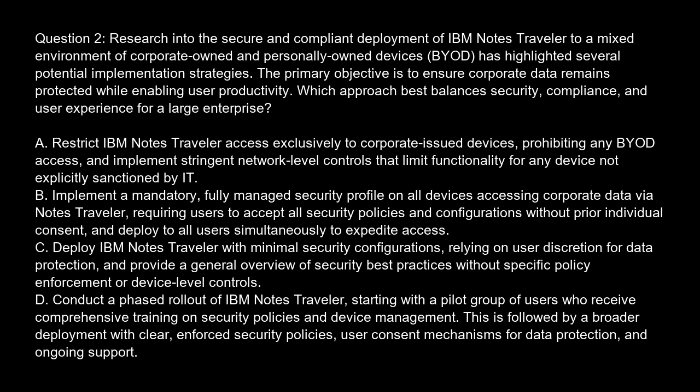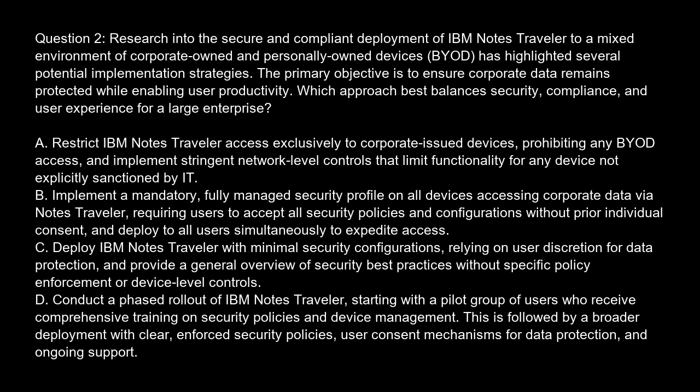Restrict IBM Notes Traveler access exclusively to corporate-issued devices, prohibiting any BYOD access, and implement stringent network-level controls that limit functionality for any device not explicitly sanctioned by IT. Option B. Implement a mandatory, fully managed security profile on all devices accessing corporate data via Notes Traveler, requiring users to accept all security policies and configurations without prior individual consent, and deploy to all users simultaneously to expedite access.